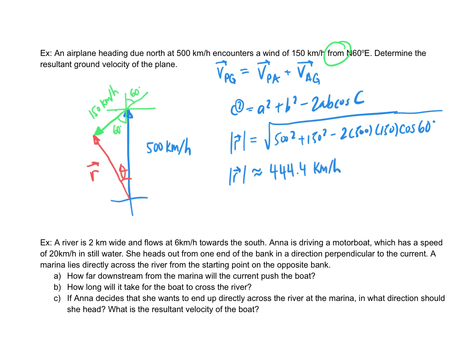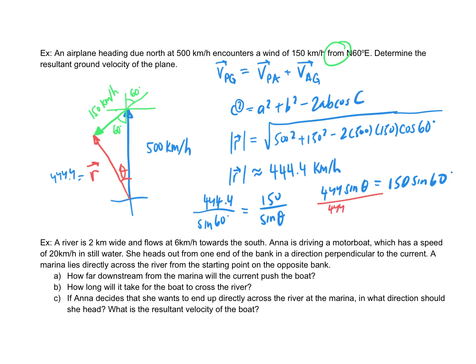444.4 kilometers per hour. And now let's do a sine law because now we have a full pair if we know that this is 444 kilometers per hour. So we have a full pair between the 60 degrees and that resultant. And we want theta, 150 is across from it. And then we can cross multiply from here. I'll divide both sides by that 444.4.